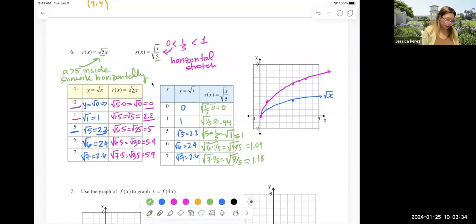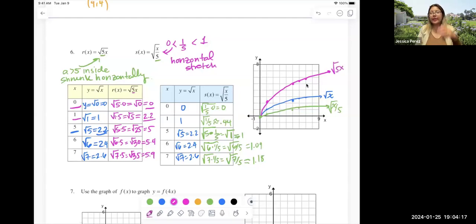So then here, I'm going to use a green. The first one is 0, 0. The next one is very close to 0.4, the other one, 5, is going to be 1. And then when I get to 6, it's going to be 1.09 and then 1.18. So we're stretching it. We're horizontally stretching it, not vertically. So these are the differences. This is the square root of x over 5. This pink one was the square root of 5x.